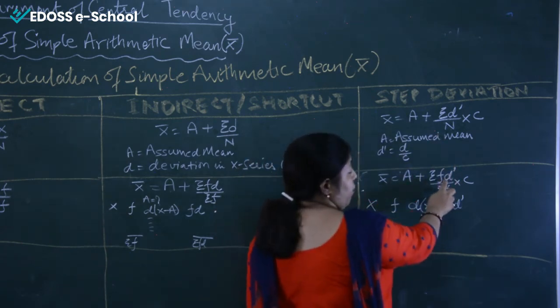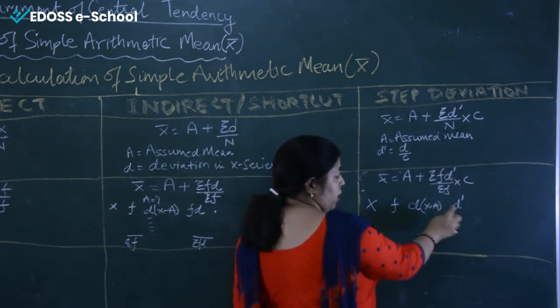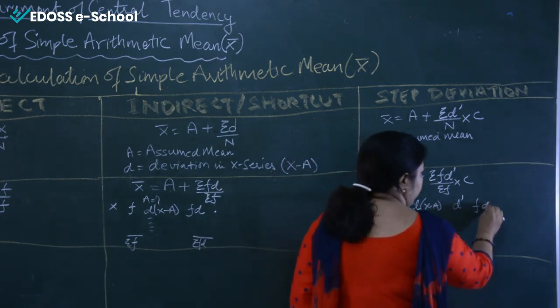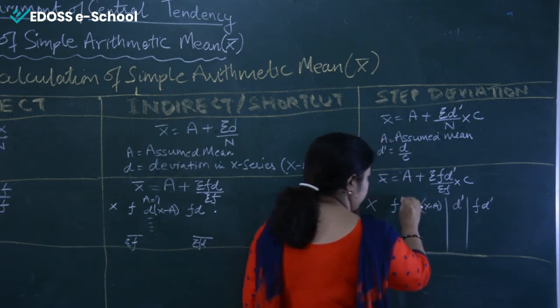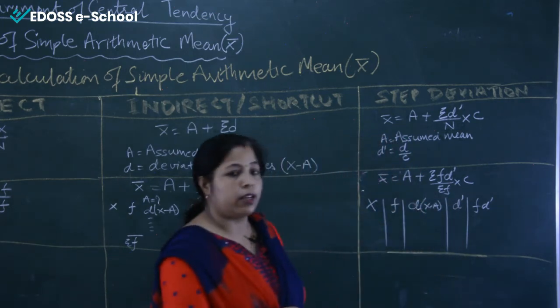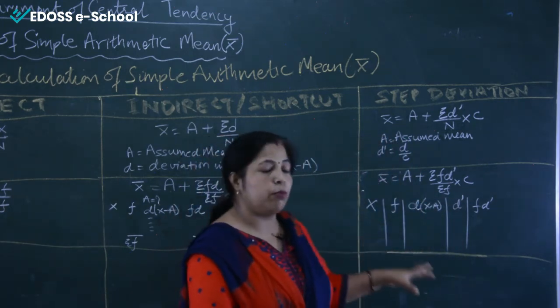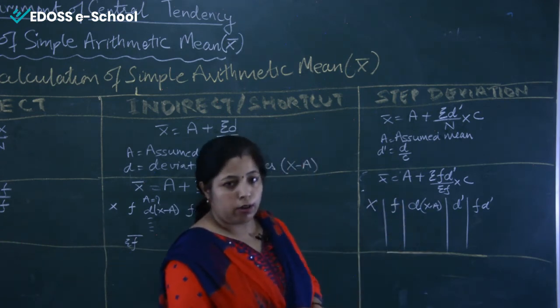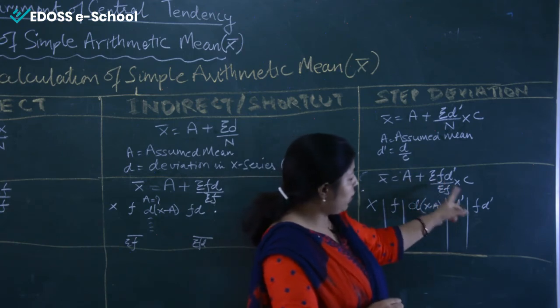Then what will we do? We want F D dash. So F is here, D dash is here. We will multiply them, so we will get F D dash. See how many columns are created. In statistics, columns are the most important part, and with the help of the formula you create those columns. Fine. So FD dash is here.